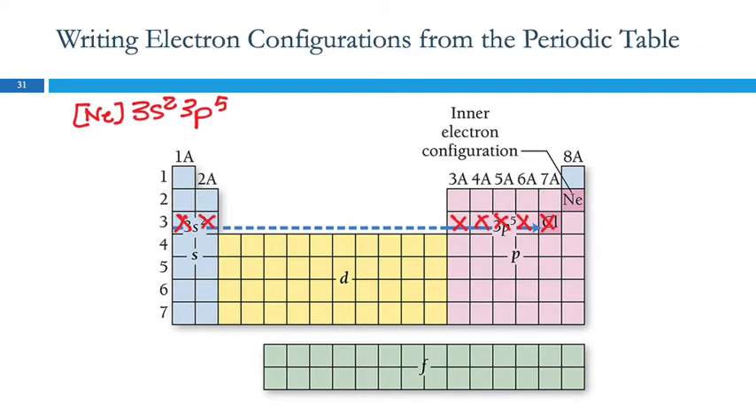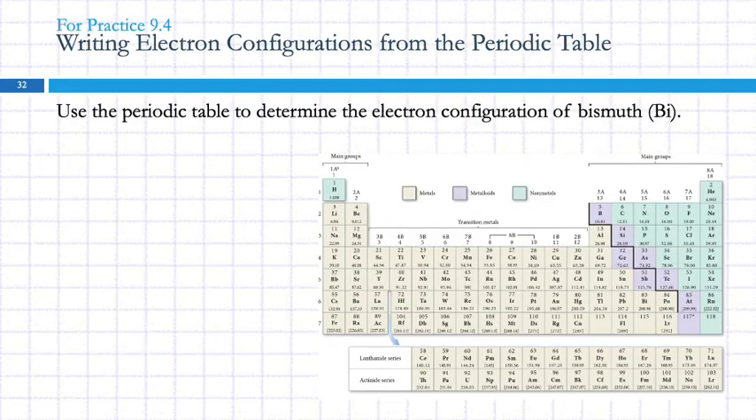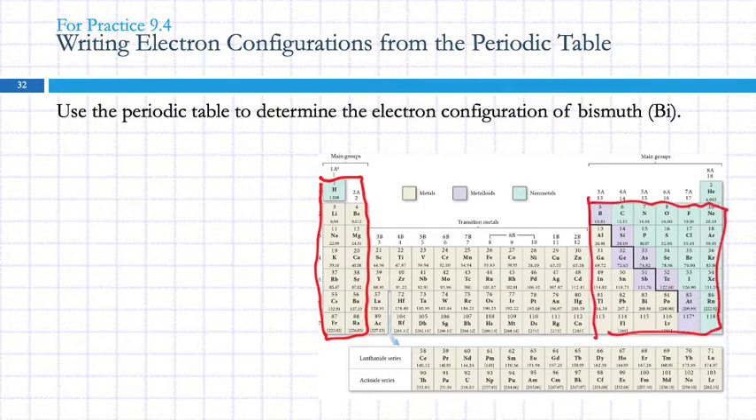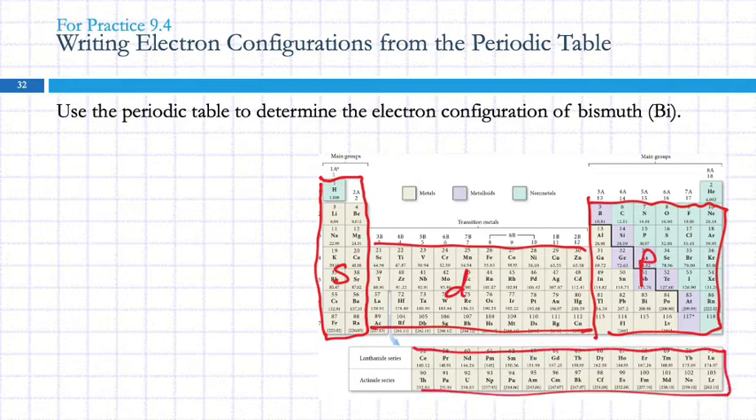Once you see it, and then it's easy. Okay, use the periodic table to determine the electron configuration of bismuth. Now, this periodic table doesn't have all the pretty colors on it. But there's parts that stick up, right? So that's the S part, and this is the P part, and D is in here. That's S, P, D, and F is down there.